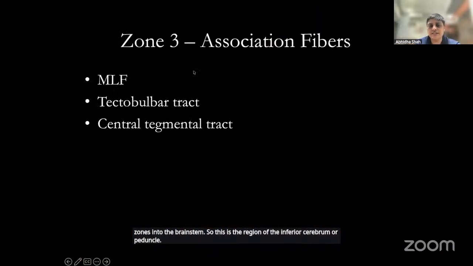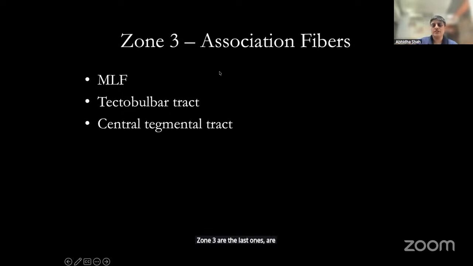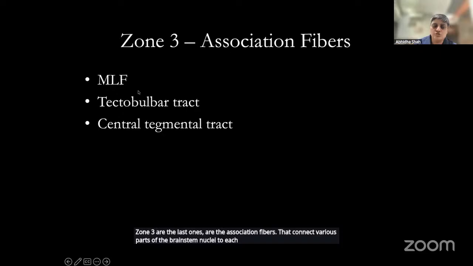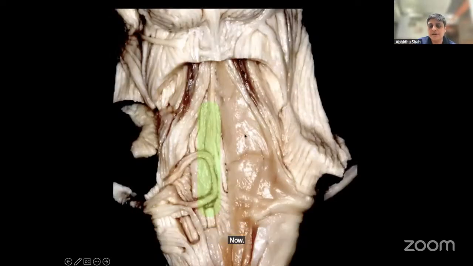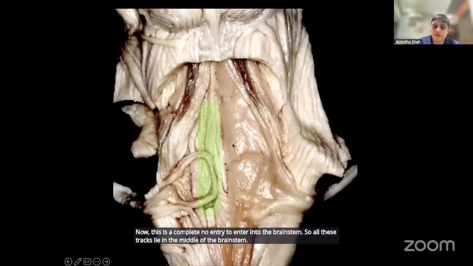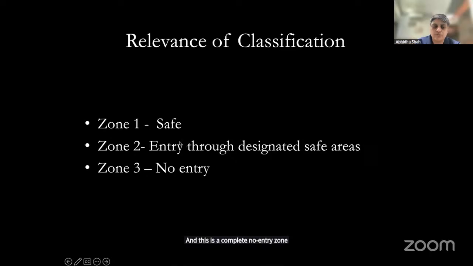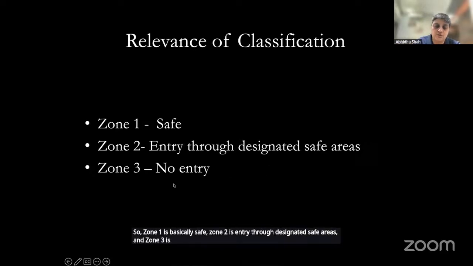Zone 3 is the last one. These are the association fibers that connect various parts of the brainstem nuclei to each other: the medial longitudinal fasciculus, the tectobulbar tract, and the central tegmental tract. Now this is a complete no entry zone. All these tracts lie in the middle of the brainstem. So zone 1 is basically safe, zone 2 is entry through designated safe areas, and zone 3 is basically a no entry.